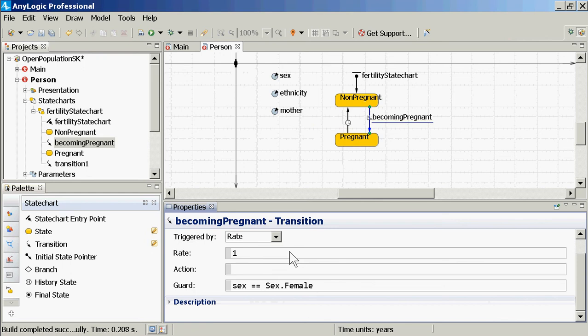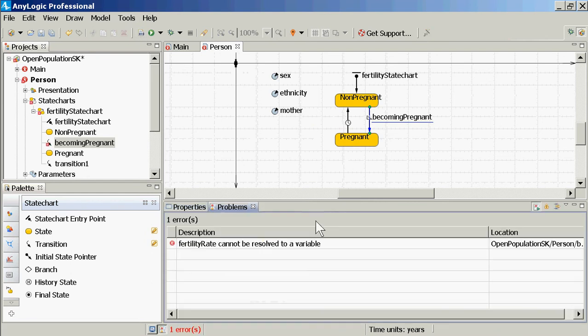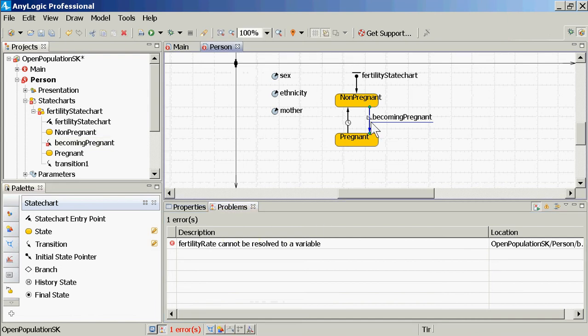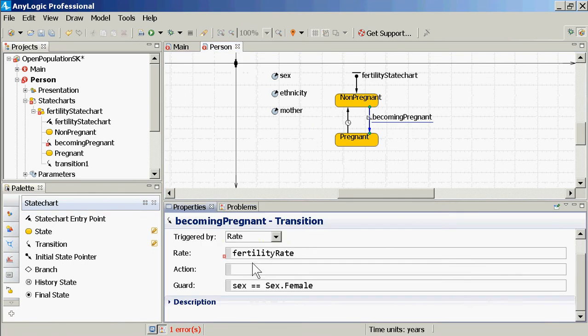Okay? And it's going to occur with a rate given, okay? And now there's going to be an additional strand woven in here. It's going to be a rate given by what? Okay, fertility rate. And I could type that, but it's not going to be a happy camper. If I try to build this model, it's going to be unhappy. It says cannot be resolved to variable. Why is that? Because where does fertility rate live? It lives in Main, ladies and gentlemen. So we need to say the fertility rate in Main. Main dot fertility rate.